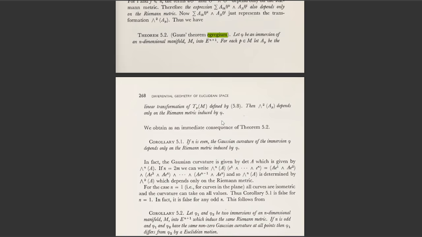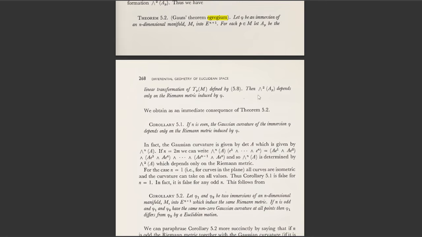phi is an immersion of an n-dimensional manifold M into Euclidean space in n plus 1 dimensions. For each point on the manifold, we get a linear transformation. Then the exterior two-form, on the space of exterior forms with that linear transformation of the tangent space, depends only on the Riemannian metric induced by phi.